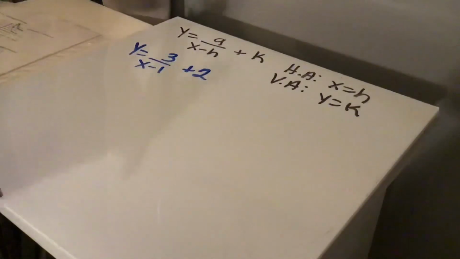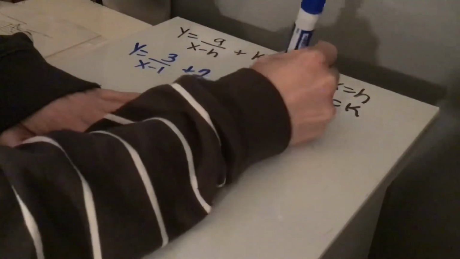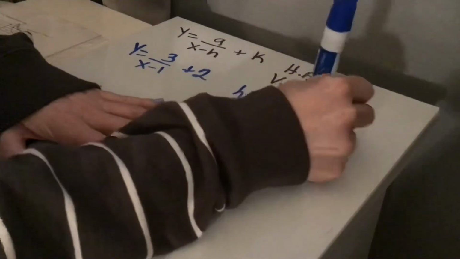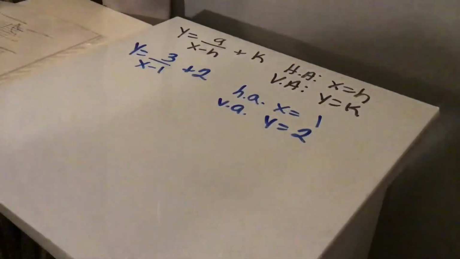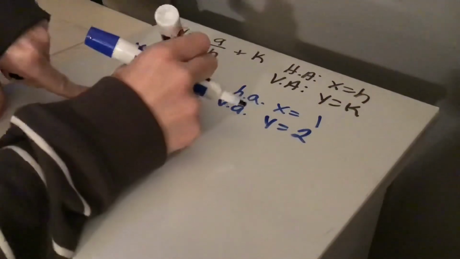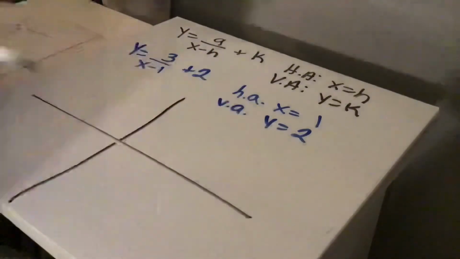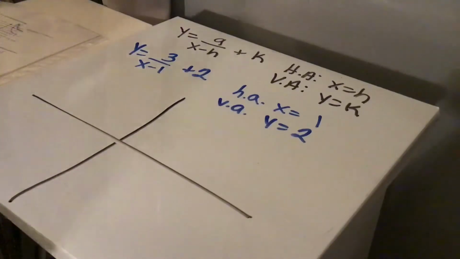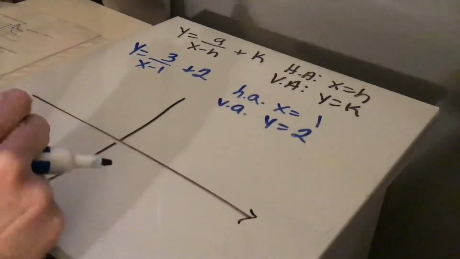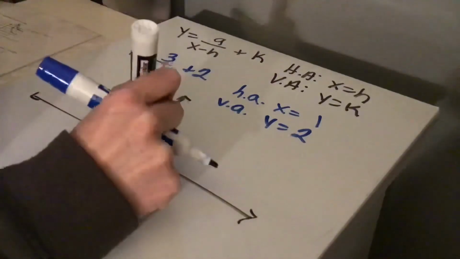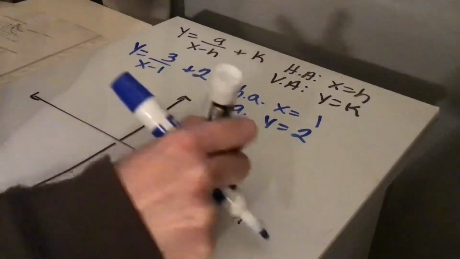So very first thing, we can decide where our asymptotes are because we know what h and k are. This is h, this is k. So horizontal asymptote is at x equals 1. Vertical asymptote is at y equals 2. Okay, so if you start with your xy coordinate plane, right? Now you're just shifting it all over 1 and up 2. So instead of being the x and the y-axis, we're going over and up.